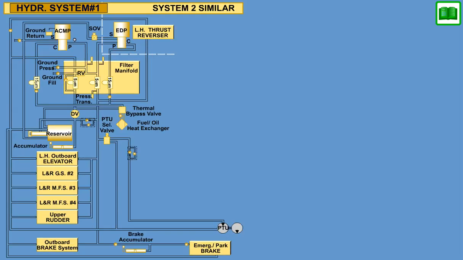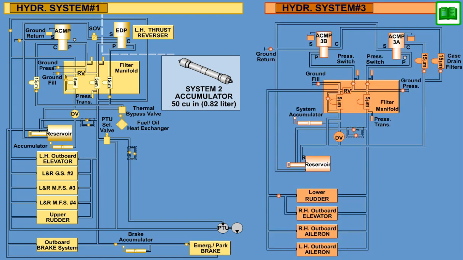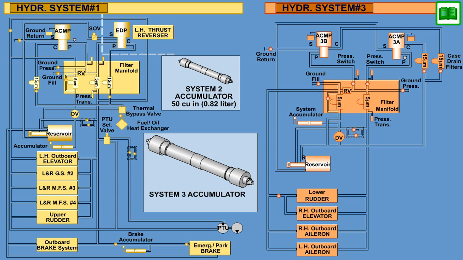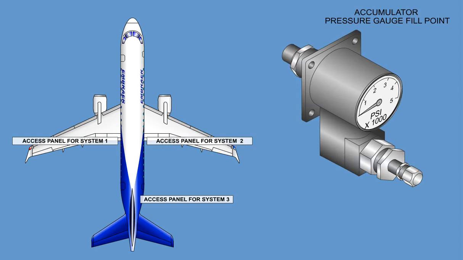System 1 has an accumulator with a gas volume of 100 cubic inches, 1.64 liter. System 2 accumulator has a gas volume of 50 cubic inches, 0.82 liter, while System 3 utilizes an accumulator with a nominal gas volume of 160 cubic inches, 2.62 liter. A charging valve and gas pressure gauge are attached to the aircraft's ground service panel for accumulator servicing.